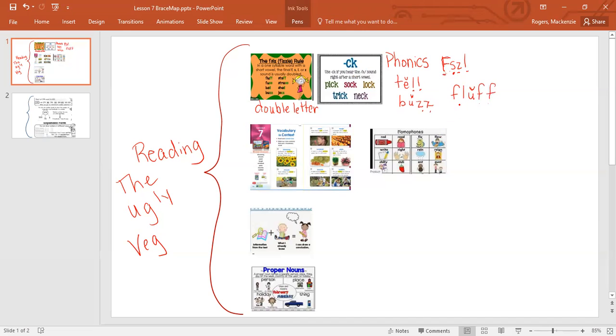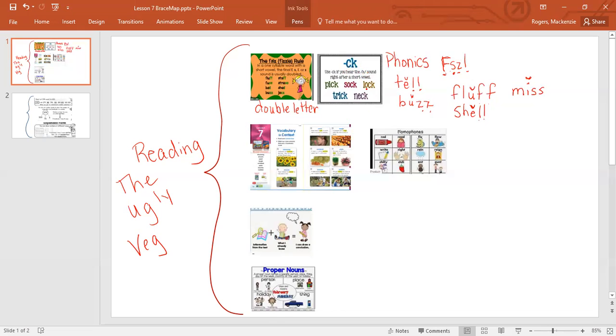Shell, I found a shell at the beach. Short E, you double the L. Miss, I miss you. Short I, you hear S, that's part of our fizzle, so you're going to double. So that's our fizzle rule.